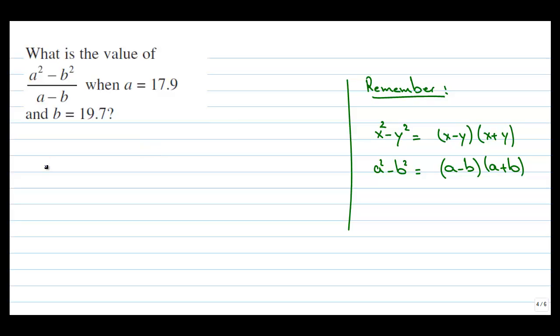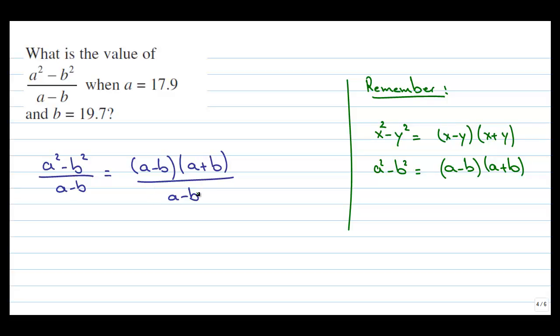So I'm going to apply this rule here. First, I'm going to write the problem, a squared minus b squared over a minus b equal. Let's factor out a squared minus b squared, applying the difference of two squares. So write the two brackets over a minus b. Here up and down we have the same term, the same a minus b, so cancel it out. So a plus b is the answer. And now it's a very simple, direct substitution. The answer will be 17.9 plus 19.7, and the final answer is 37.6. Very simple.